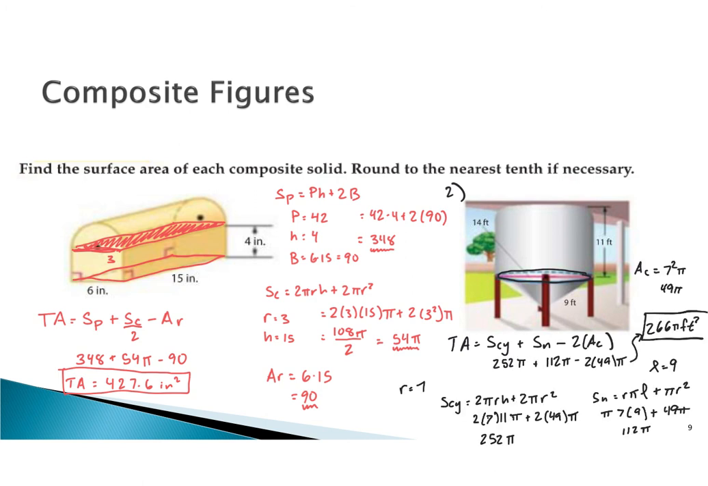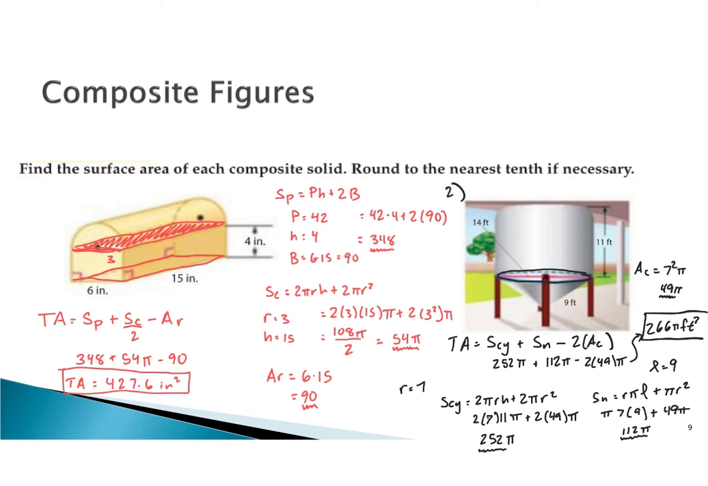And there's our answer. I ran out of room just a little bit, but you can still follow the work. So the surface area of the cylinder ended up being 252 pi. The surface area of the cone was 112 pi. And then the area of the circle was 49 pi. Put that all together in our total area equation, and you get 266 pi feet squared.